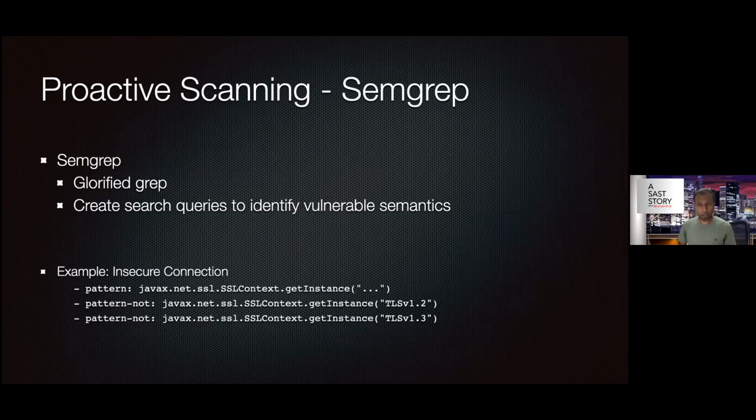You're just creating grep-style patterns to look for things that do or don't exist. As you can see, I have an example here where it's looking for, again, SSLContext.getInstance, but it should not have TLS 1.2 or 1.3 in the arguments. They have a few straightforward examples on their website, but there's also a nice community where you can get some more custom rules or even develop your own on top of it. And the nice thing is it's really fast.